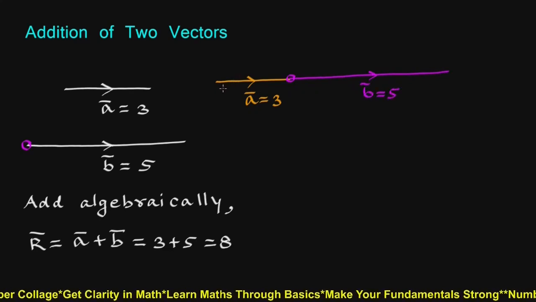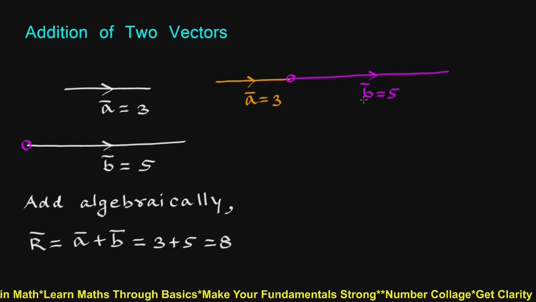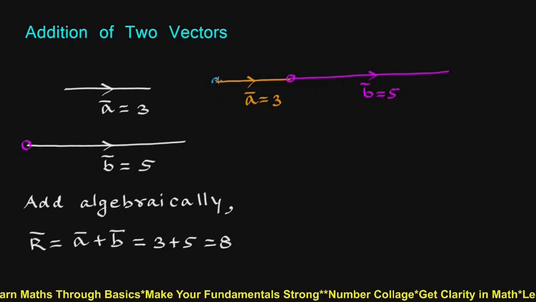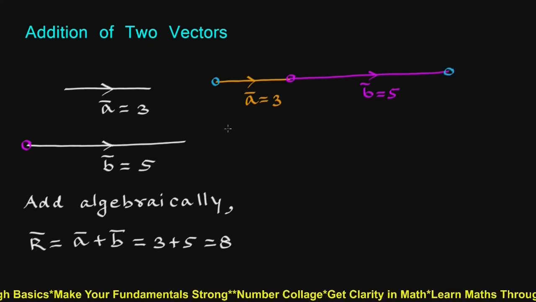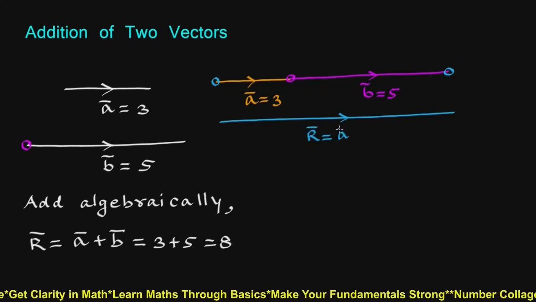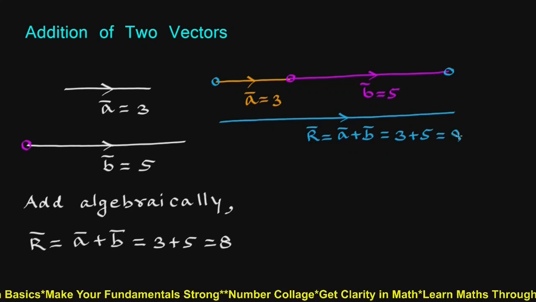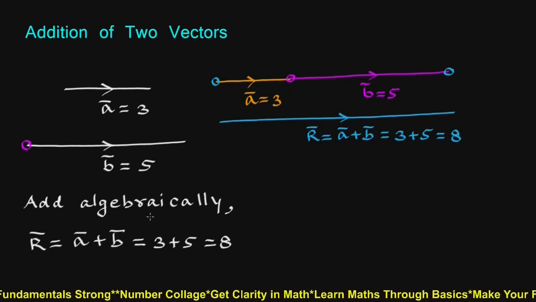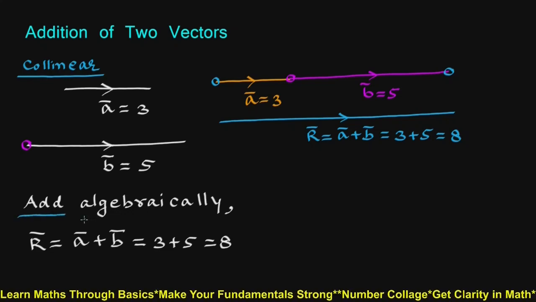Now, as we have seen in triangle law, to find the resultant of A bar and B bar, we have to connect the initial point of A bar and the terminal point of B bar, and that gives us this vector R bar, which is A bar plus B bar, 3 units plus 5 units, that is 8 units. Therefore, when the vectors are collinear, we can add them algebraically.